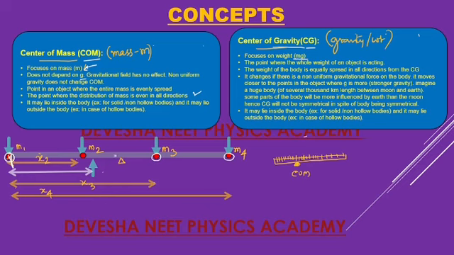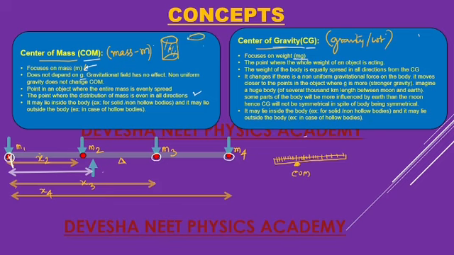So this is the point where the entire mass is concentrated, the point where the distribution of mass is even in all directions. Now it may lie inside the body, for example for solid non-hollow bodies, and it may lie outside the body. Let's take an example. Imagine that this is a solid cylinder. Since it's entirely solid, typically the center of mass will be somewhere within the body itself.